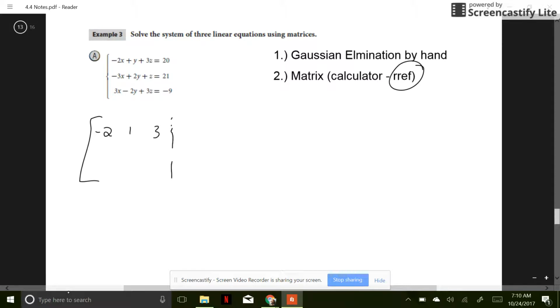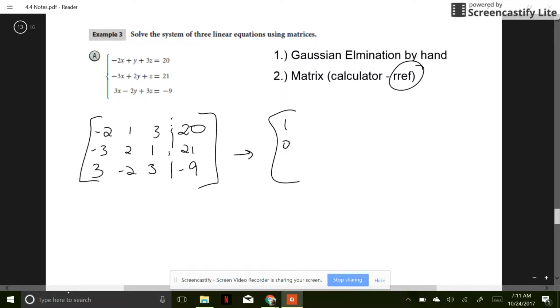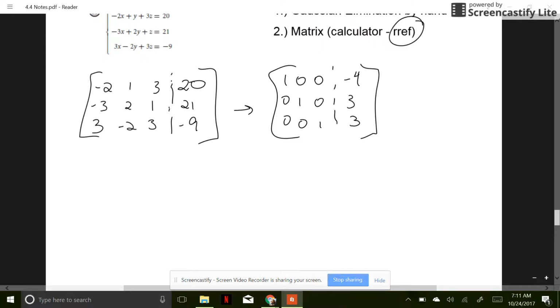You'll often see me put a little dotted line, it just helps me differentiate what's the equation and then what's the solution. So -2, 1, 3, 20. Second equation, -3, 2, 1, 21. 3, -2, 3, -9. So this is our matrix. As you'll input it into your calculator, this is your solution that you'll get once you do reduced row echelon form. So since we've got 3 numbers, our answer is an ordered triple, -4, 3, 3.